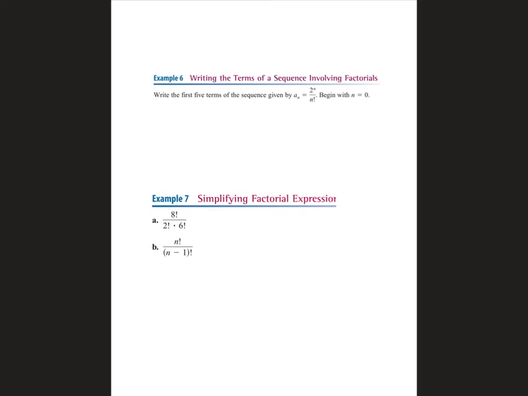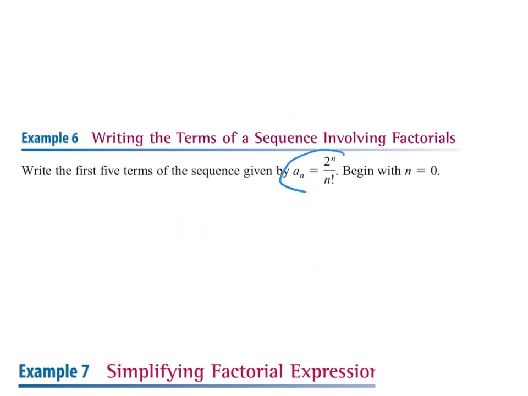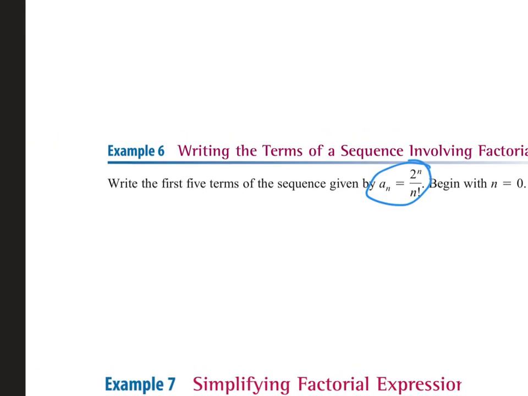All right. Look at this. It says write the first 5 terms of the sequence given. Look, here's the formula that you're plugging into. And it says begin with 0. So this is how you would show me your work. You would say A sub 0 equals. So I have 2 to the 0 power over 0 factorial, right? You guys okay with that? What is 2 to the 0 power? 1. And what is 0 factorial? 1. So my 0 term is 1.